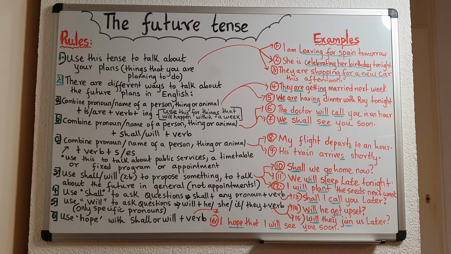That is, things that you're planning to do. Okay? So we use the future tense to talk about the things that we are planning to do in the near future. Look at the examples on the right. Example 1. I'm leaving for Spain tomorrow. The plan is leaving for Spain.